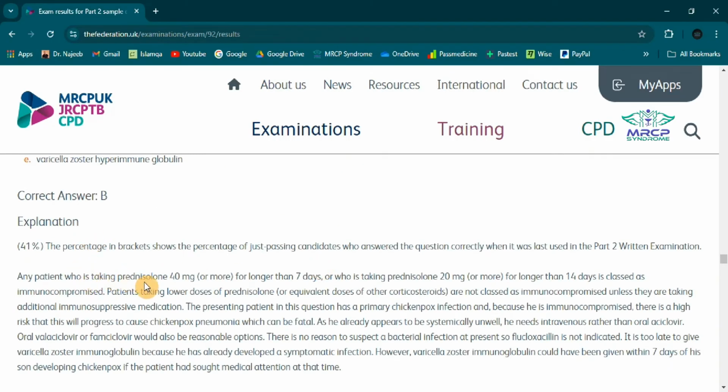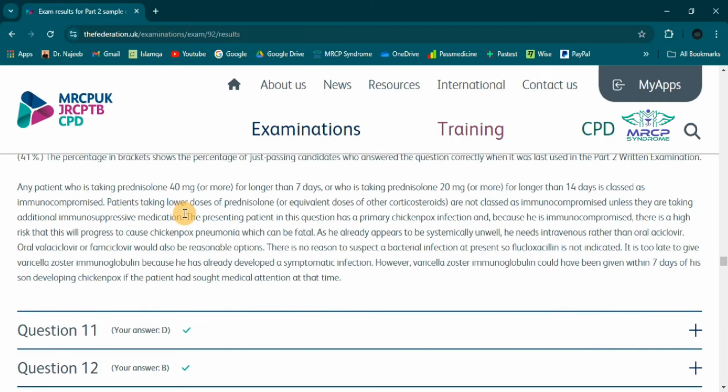Any patient who is taking prednisolone 40 milligram or more for longer than 7 days, or who is taking prednisolone 20 milligram or more for longer than 14 days is classed as immunocompromised. Patients taking lower doses of prednisolone or equivalent doses of other corticosteroids are not classed as immunocompromised unless they are taking additional immunosuppressive medication.